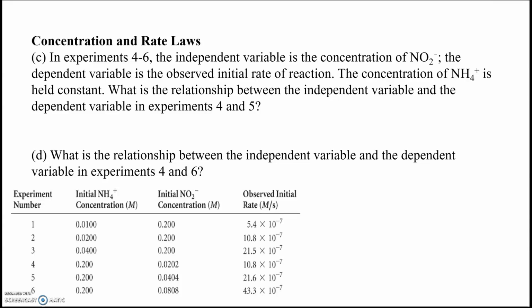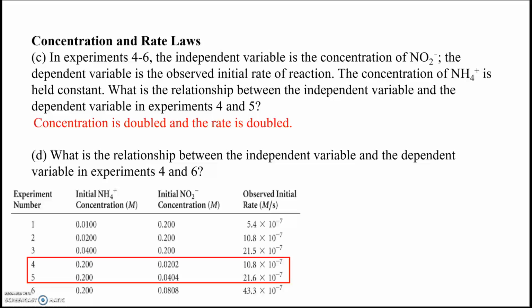All right, now question C says in experiments 4 through 6, the independent variable is the concentration of nitrite, and the dependent variable is the observed rate of the reaction, and the concentration of ammonium is held constant. So now we're going to look at 4 and 5. Because if we look at 4 and 5, we see that the ammonium concentration is constant, but what's changed is the nitrite concentration. You can see that nitrite has doubled. And now if I look at the observed rate at the beginning, the rate also doubles. So the concentration is doubled and the rate is doubled.